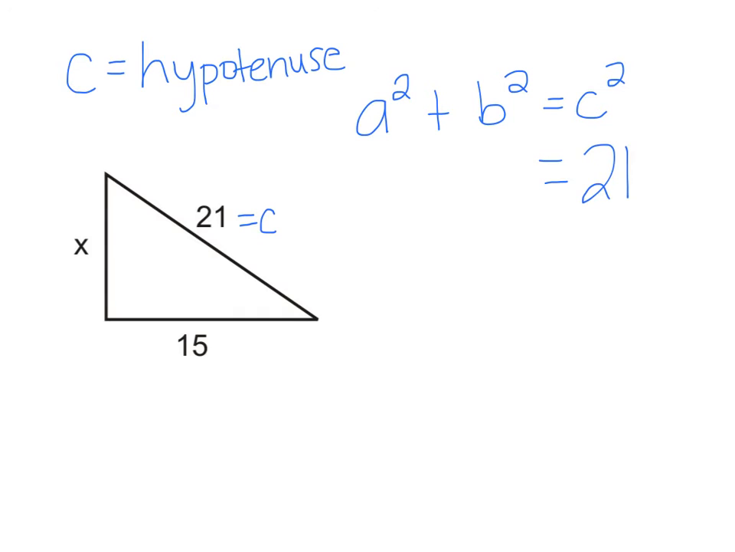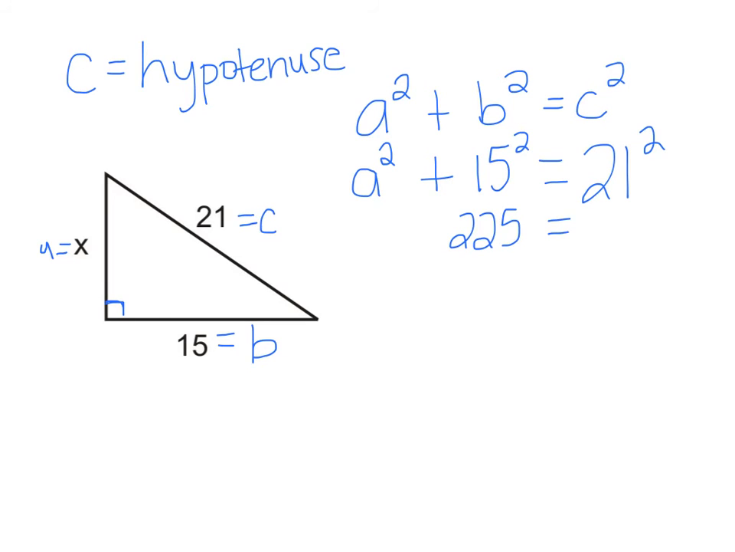So instead of c, I'm going to write 21 squared. Now I have 15. 15 is one of the legs because it meets where the 90-degree angle is. And it doesn't matter if it's a or b. So I'm going to say 15 is b, which means x is a. So I don't know what a is. a squared plus, but instead of b, I'm going to write 15 squared. So 15 squared is 225. 21 squared is 441. So I have a squared plus 225 equals 441.